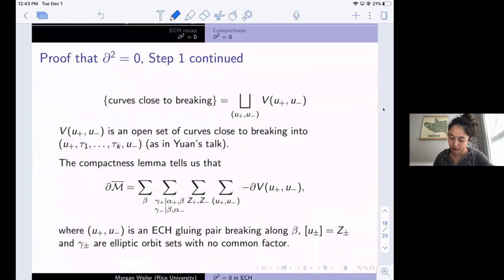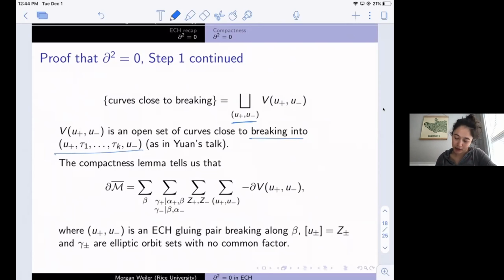So let's see, there's a number of things going on. The curves close to breaking, I think I alluded to this just a few minutes ago, can be broken up into the curves that they're going to be breaking into, and then neighborhoods of those curves. As in Yuan's talk, if you go through the compactness lemma, it basically gives us a way to write down what the boundary of this compactified moduli space is, as the sum over all curves that are going to break into one of these buildings that we talked about in the compactness lemma.